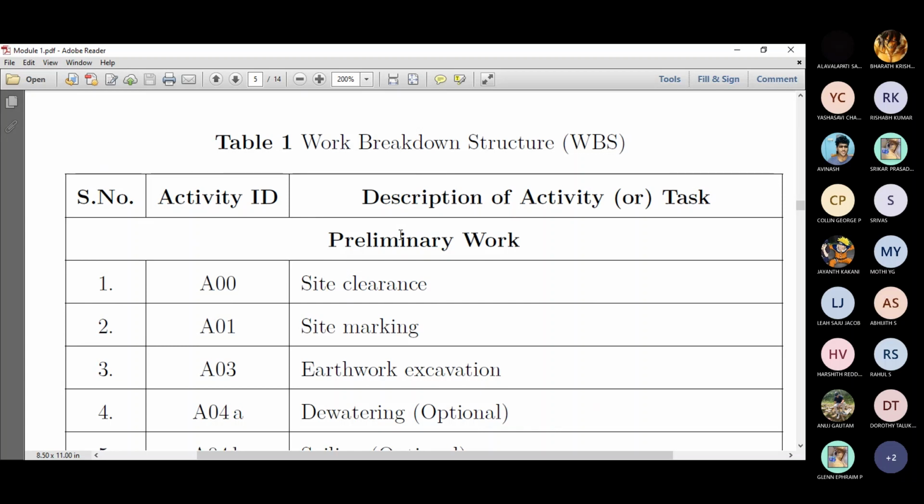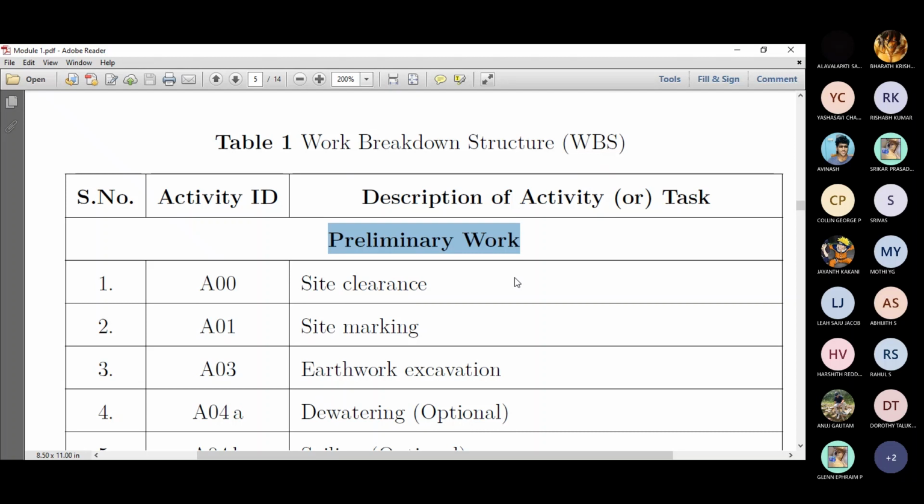But as of now, I've just given a code like A00. If you have multiple activities, like 100 activities, you can even go for three zeros or something. Since I'm pretty sure it will be less than 99 activities, I can just represent that by A00. So A00 is a site clearance, which is a kind of preliminary work. It is not an actual construction work, but it is mandatory. Without clearing the site, you cannot do an earthwork.